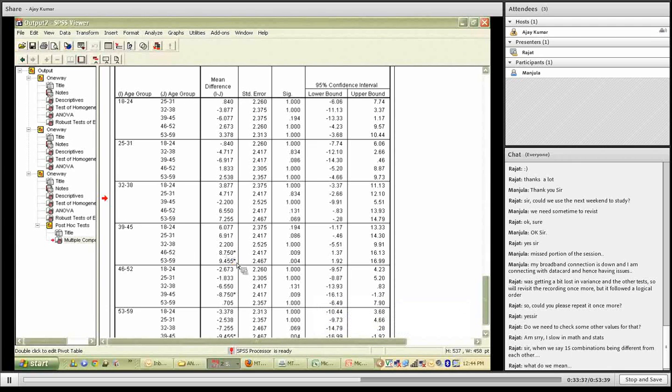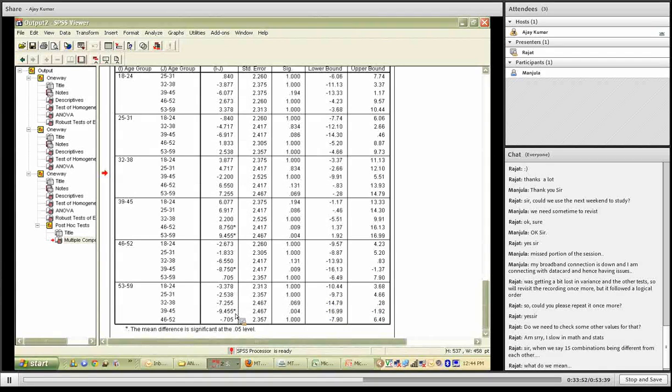In a similar way, you can go for 46 to 52, they are different from 39 to 45. Then 53 to 59, there should also be some significant difference, and there you are, it is 0.04. So this is how post hoc tests actually help us say which combinations are actually different from each other, and because of which combinations we essentially got the significant results of ANOVA as a whole.